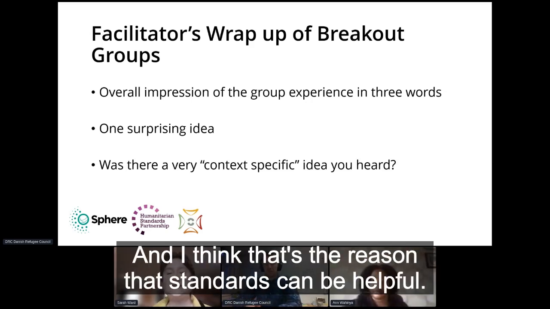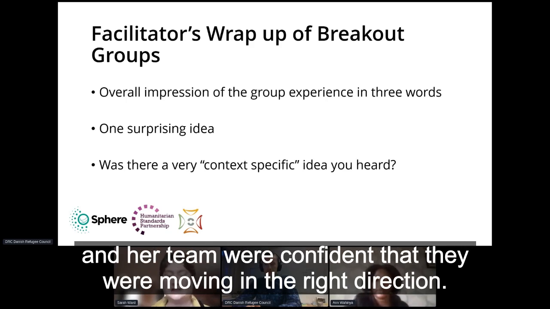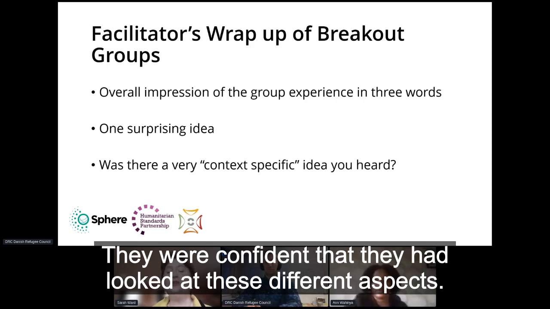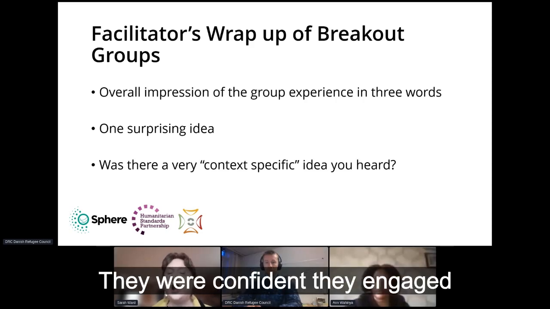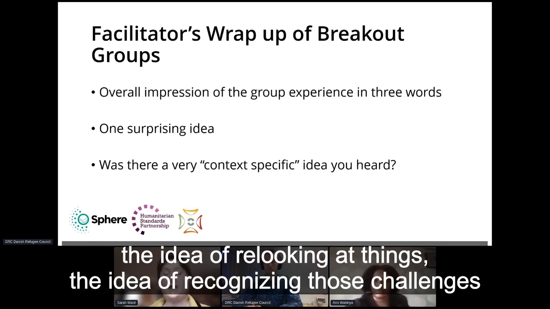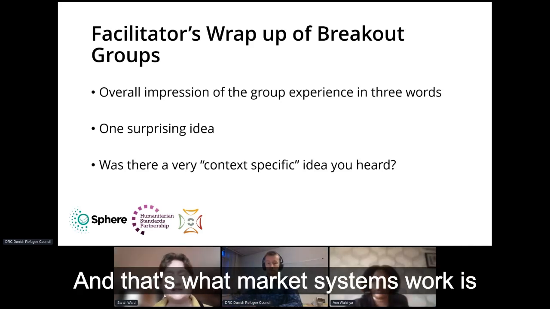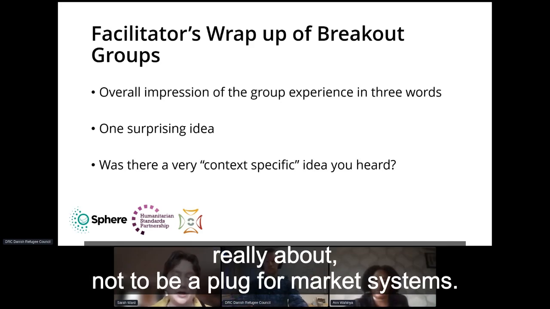And I think that's the reason that standards can be helpful. And part of this learning is that Anne and her team were confident that they were moving in the right direction. They were confident that they had looked at these different aspects. They were confident they engaged with the right stakeholders, and they still encounter challenges and problems. And that idea of being agile, the idea of re-looking at things, the idea of recognizing those challenges and trying to adapt, that's what the MERS can help us do. And that's what market systems work is really about, not to be a plug for market systems.